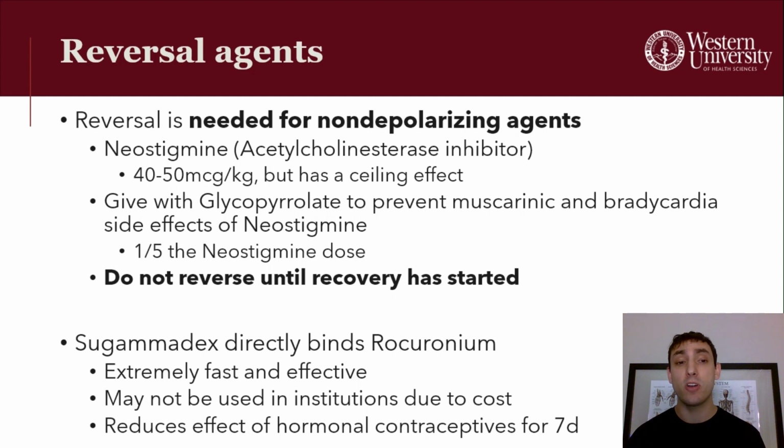When you give neostigmine, you're also going to give glycopyrrolate. That's because neostigmine is going to cause bradycardia and muscarinic side effects. It's an acetylcholinesterase inhibitor. Glycopyrrolate is normally 1/5 of the neostigmine dose.